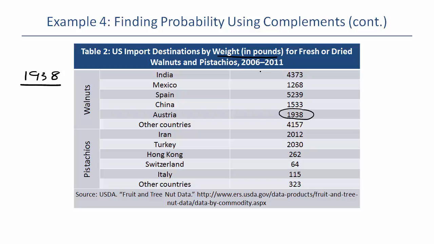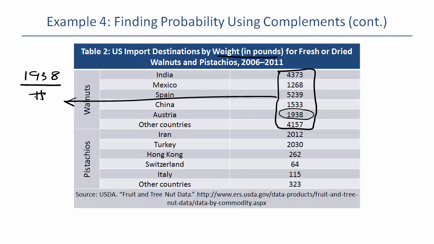And then it would be that over the total. To get the total, you would have to add all of these together. Because again, we're only looking at the walnuts, so we're not looking at the ones below there. And that number, whatever it is, I'm not going to waste time doing it right now. That number would go here as your total. And it's that simple.